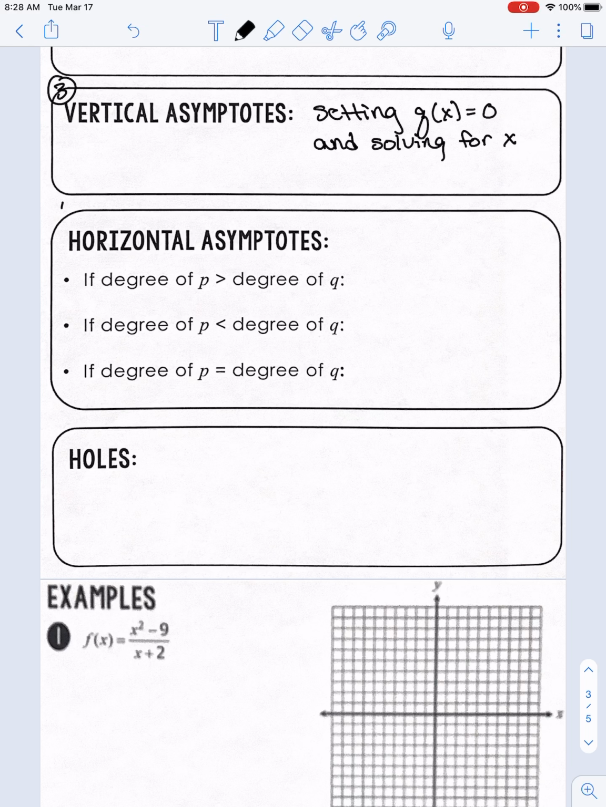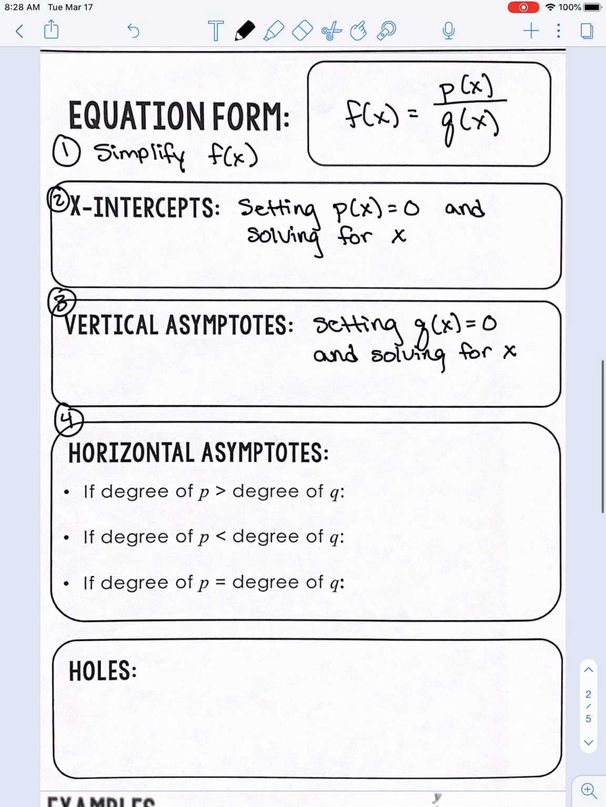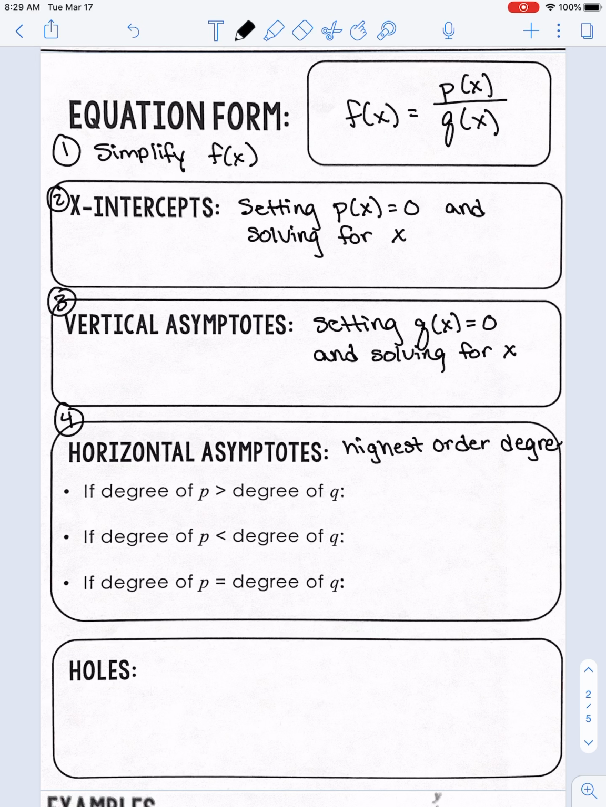Step 4, finding horizontal asymptotes. The horizontal asymptote is found by analyzing the degree of q of x versus p of x, the highest order degree. So when you look at the degree of the highest term in p of x versus the highest term in q of x, if the degree of p of x is greater than the degree of q of x, you will have no horizontal asymptote. That's if you have an x cubed over an x squared term.